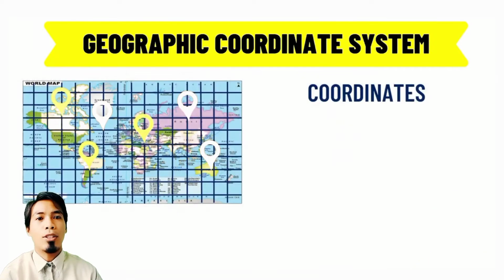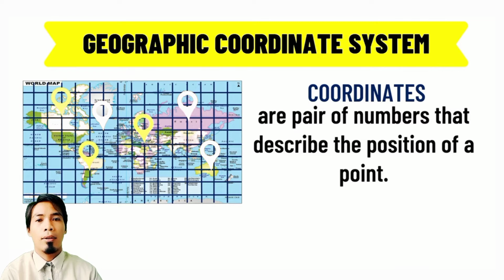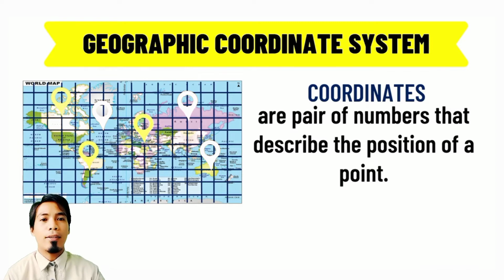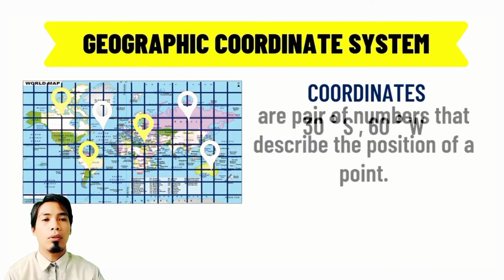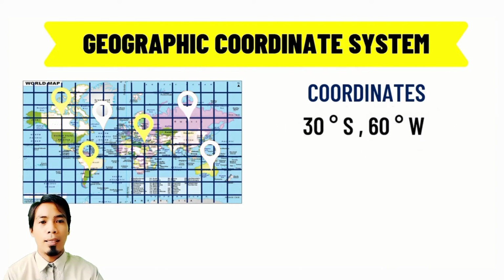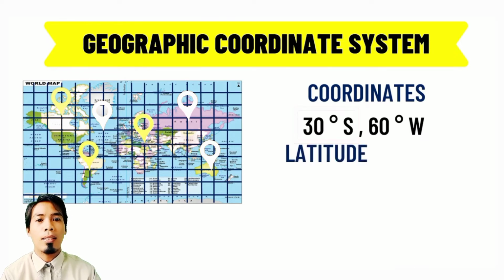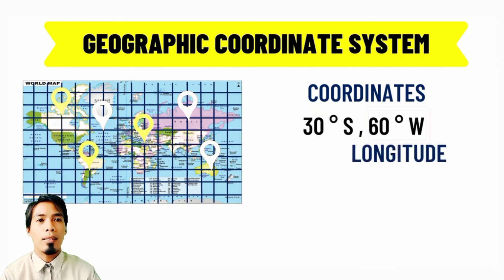To locate a place, we need to know the coordinates of a place, which is where the latitude and longitude intersect. Coordinates are a pair of numbers that describes the position of a place or point. Coordinates of a place are represented by each degree of latitude and longitude. An example of coordinates is 30 degrees south and 60 degrees west. In this example, 30 degrees south is the latitude and 60 degrees west is the longitude.